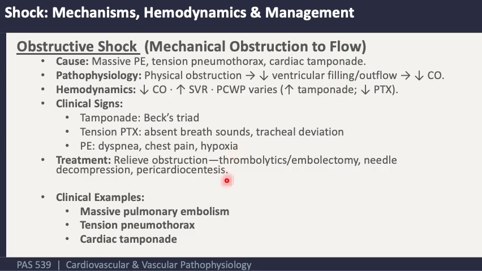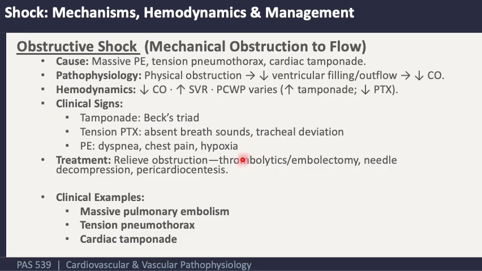And the last shock that I want to talk about is obstructive shock. This is a mechanical obstruction to the flow. Causes can be a PE, like we said earlier, a tension pneumothorax, or cardiac tamponade. I've seen it with a PE and cardiac tamponade. Pathophysiology: there's a physical obstruction that's going to lead to decreased ventricular filling and outflow. Therefore, it's going to lead to decreased cardiac output.